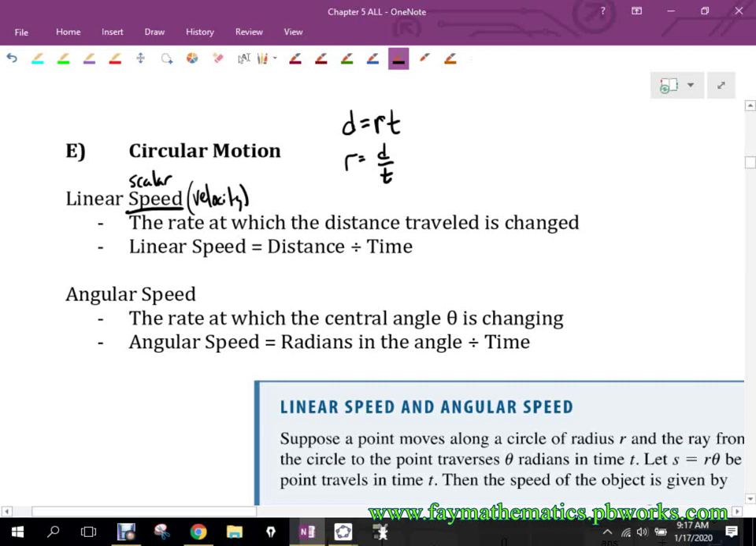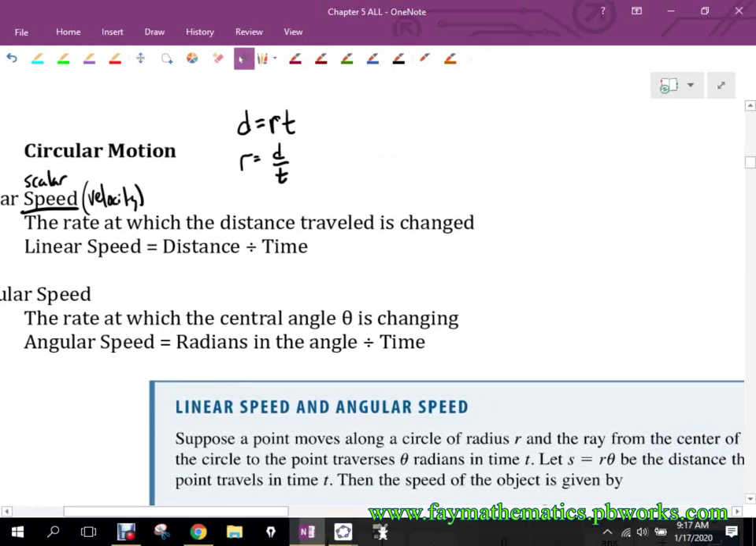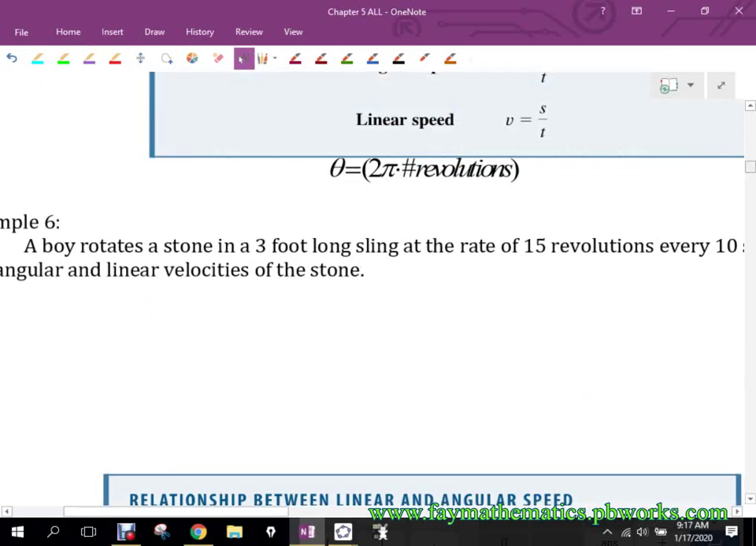Now, the only difference here is we're going to redefine some variables, because we're working here in what we call circular motion. A lot of times we don't use R. We use the letter. Does anyone know from physics what letter you use for linear speed? V. All right, so linear speed, we use that V, equals S over T.